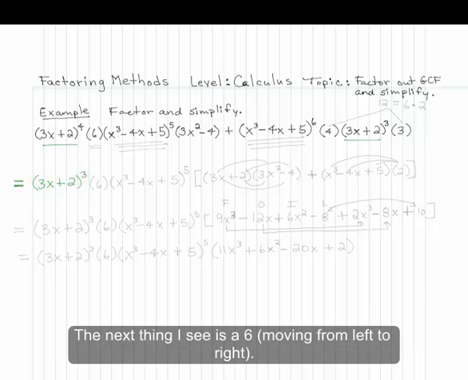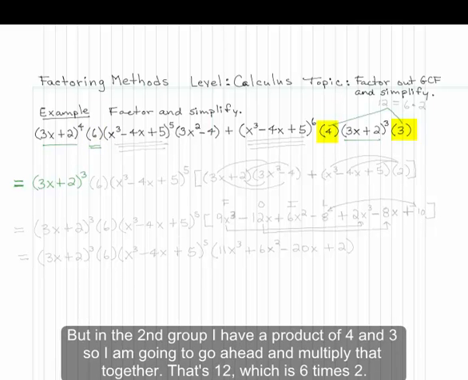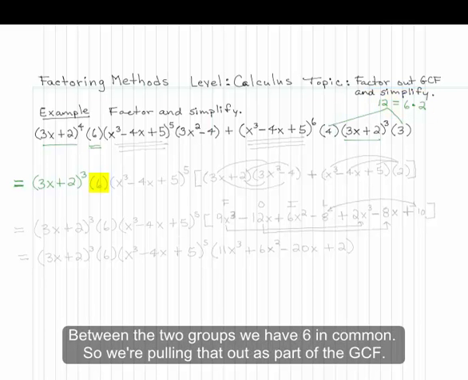Okay, the next thing I see is a 6, moving from left to right. But in the second group, I have a product of 4 and 3. So I'm going to go ahead and multiply that together. That's 12, which is 6 times 2. So between the two groups, we have 6 in common. So we're pulling that out as part of the GCF.